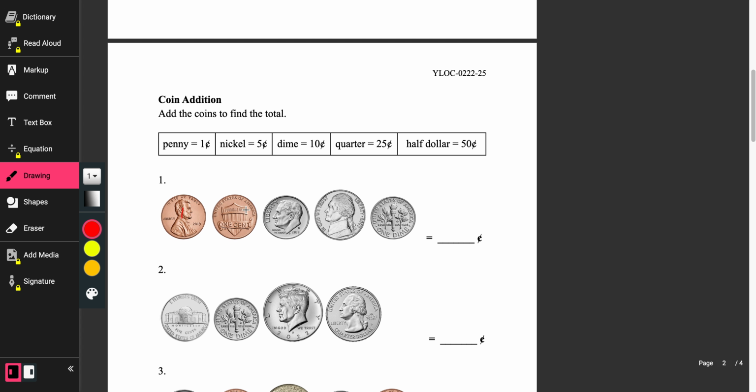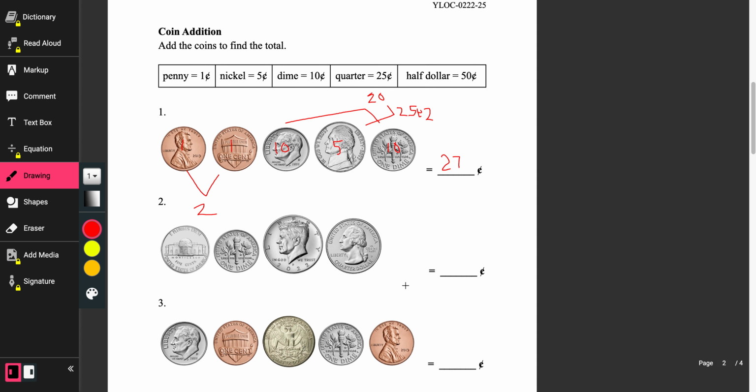So there's a penny here, and there's another penny. But look, this is a dime, so this is going to be 10. This is a nickel, so 5 and 10. So let's add these together. Penny plus penny, 2 pennies, 2. Let's do dime plus dime, that's 20. Then let's add the nickel, and that's 25. And then 25 plus 2, that's pretty easy. So that's going to be 27 cents.